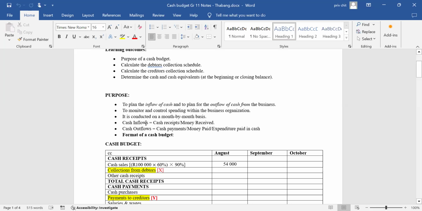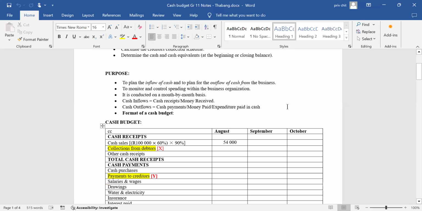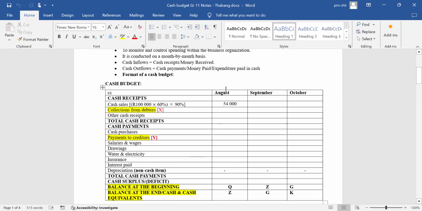And number three, it is conducted on a month-by-month basis. That's why it's a monitoring and control process, because we want to be able to monitor how much we are spending, how much we are receiving, and what we are left with on a month-by-month basis. Sometimes we can also do it on a year-by-year basis, but at the level that you are dealing with, you should be in a position to do it on a month-by-month basis. Hence, in the format of a cash budget, you would have a column for, for instance, the month of August, followed by September, and then maybe October.